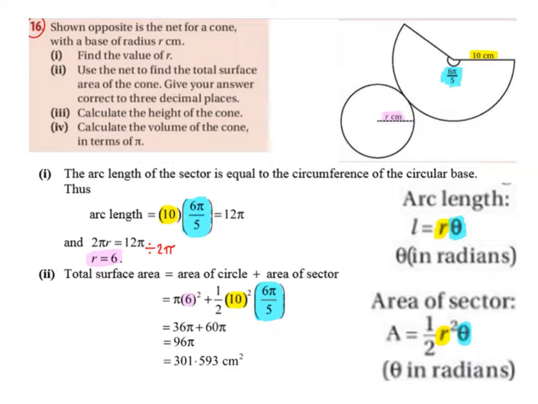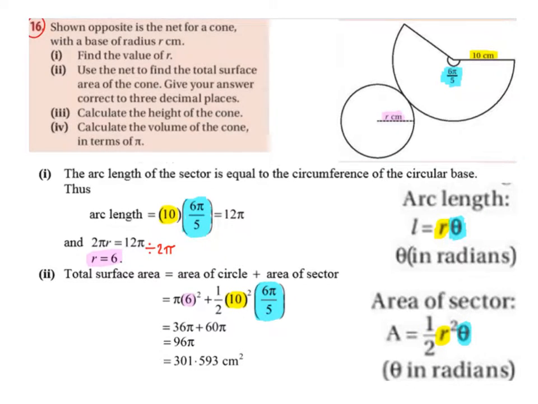So we have a radius of the larger sector of a circle to be 10 centimeters and the interior angle to be 6 pi over 5. Part 1, find the value of r. So we want to find the radius. The arc length of the sector, so this is the sector here, is equal to the circumference of the circular base.